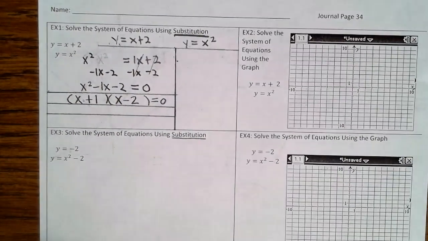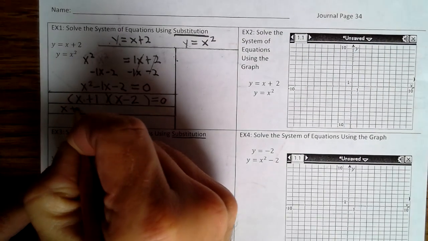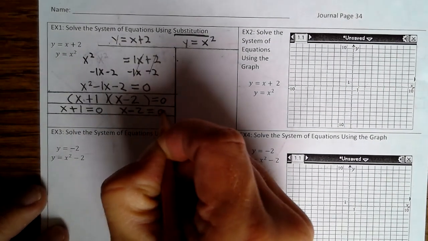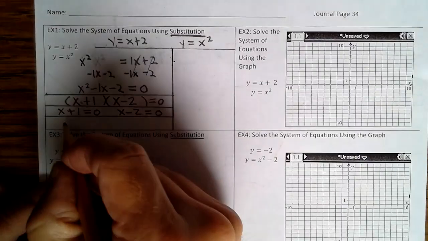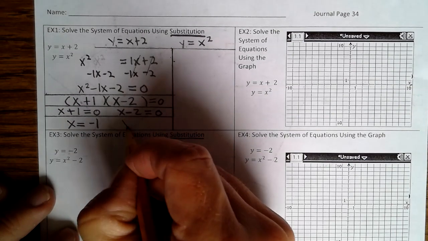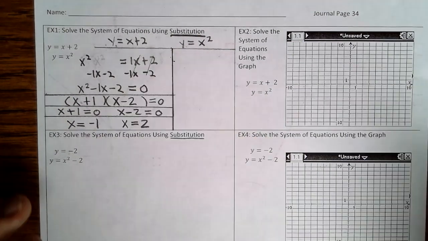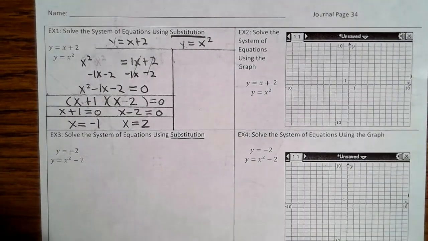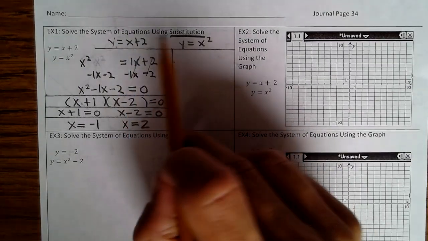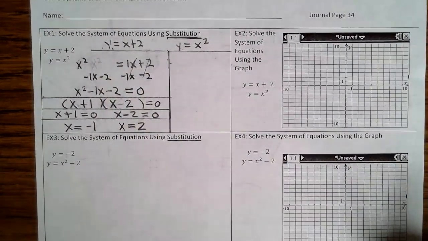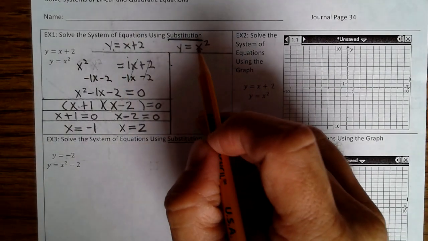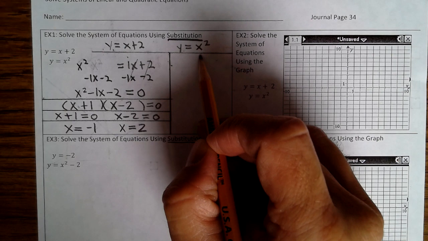Okay. At this point, you set them equal to 0. So x plus 1 equals 0 and x minus 2 equals 0. So x equals -1 and x equals 2. Now we're not done because we're solving a system, and systems have x and y solutions. So we need to substitute each of these into either equation. I'm just going to plug it into this equation to find the y value.